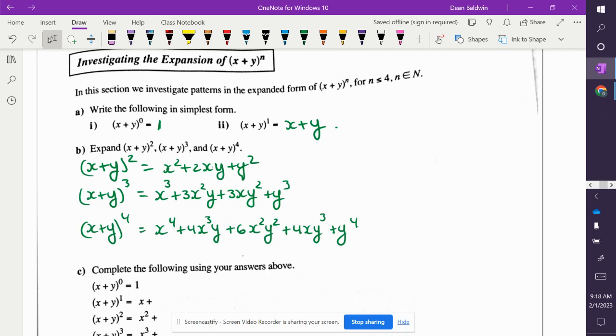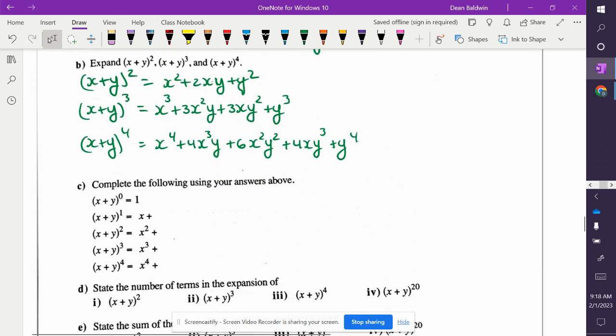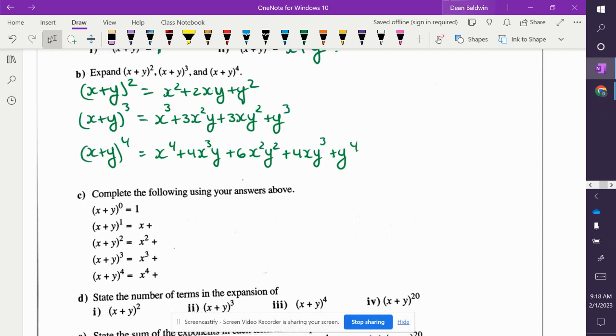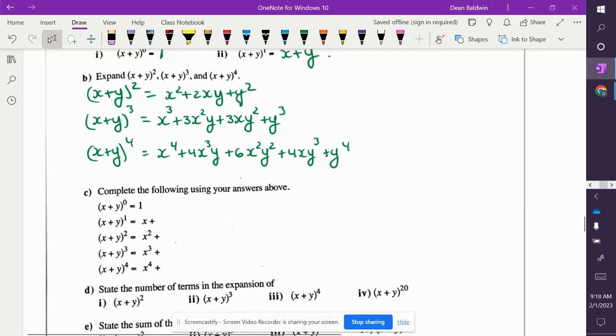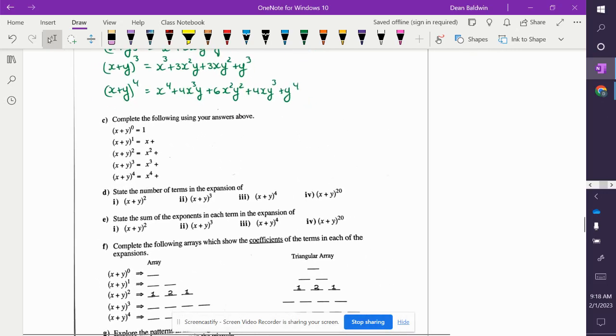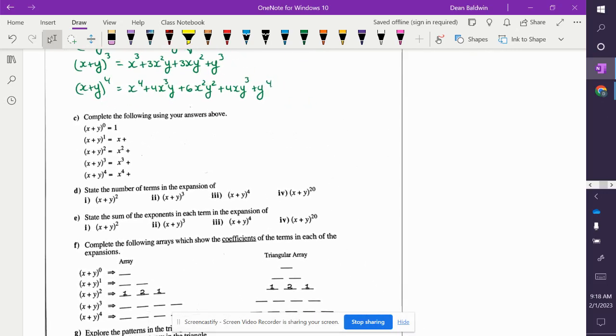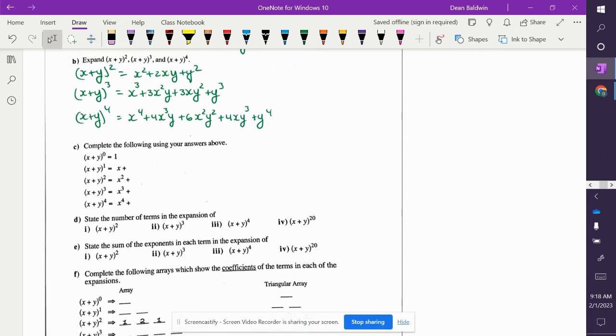X plus y cubed means you got to do that 3 times, which is going to take a lot of room. X plus y to the 4 times. As this n value here increases, it gets bigger and bigger and more complex. So right now, we are going to look at just the coefficients. See if I can squeeze this on. At the bottom, this little bit right here. Don't worry about this stuff.